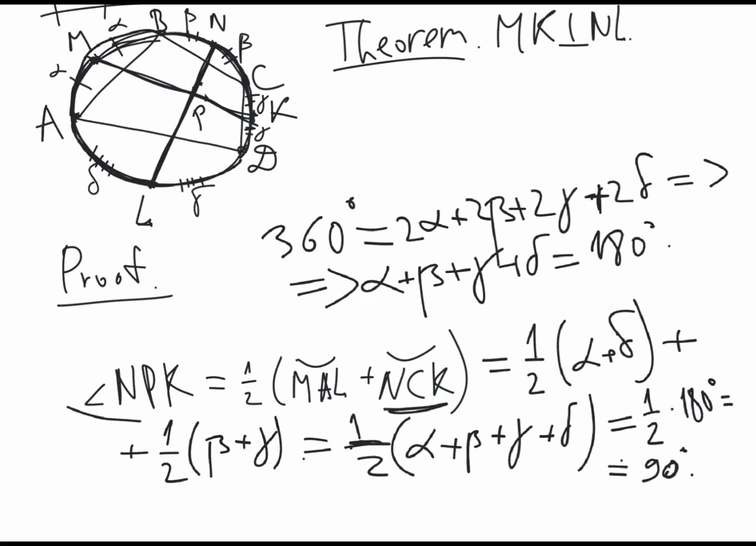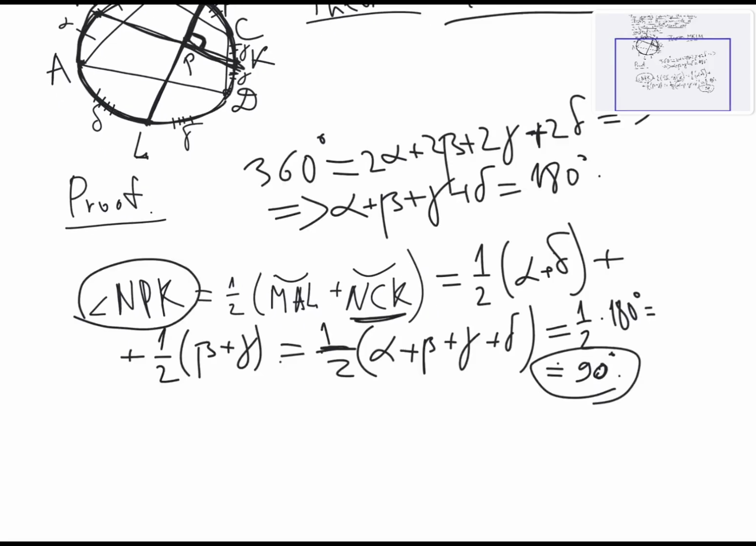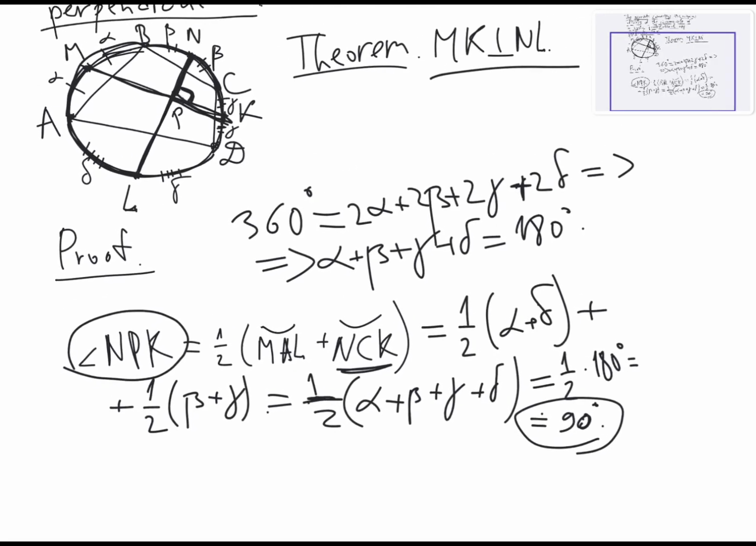So the angle NPK, this angle, we calculated that this is equal to 90 degrees, so this is indeed a right angle. And we can write it explicitly: from this it follows that MK is perpendicular to NL. And this concludes the proof.